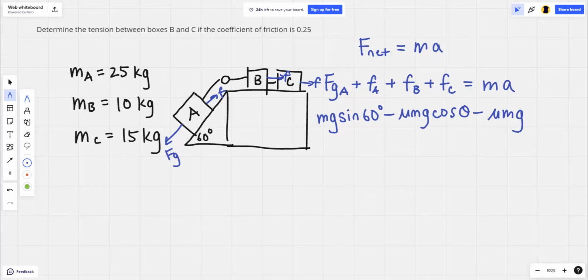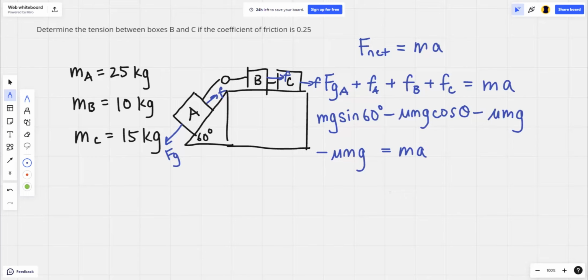And then we've got one more force to worry about, which is the force of friction on C. Again, the force of friction on C is moving in the opposite direction of motion, so it's going to be negative. And the force of friction is mu mg, since it's basically the same as B. And all of this is equal to ma. So remember, what we're trying to look for right now is the acceleration, because once you find the acceleration, you can start to look at the actual tension force in one specific block.